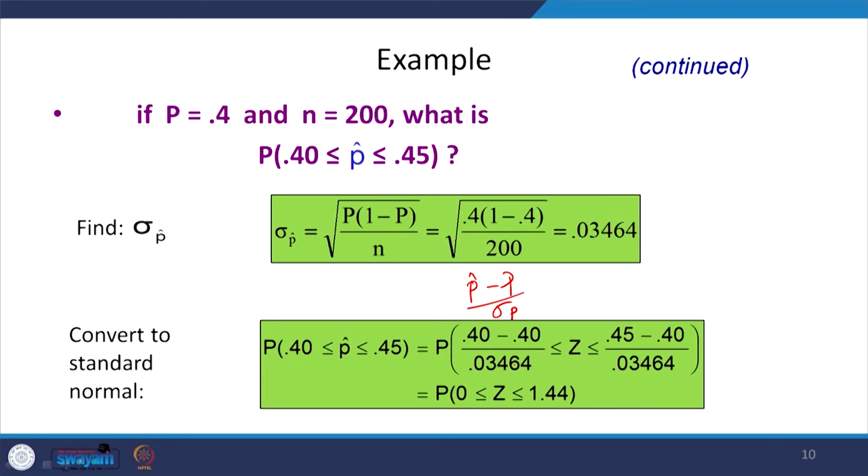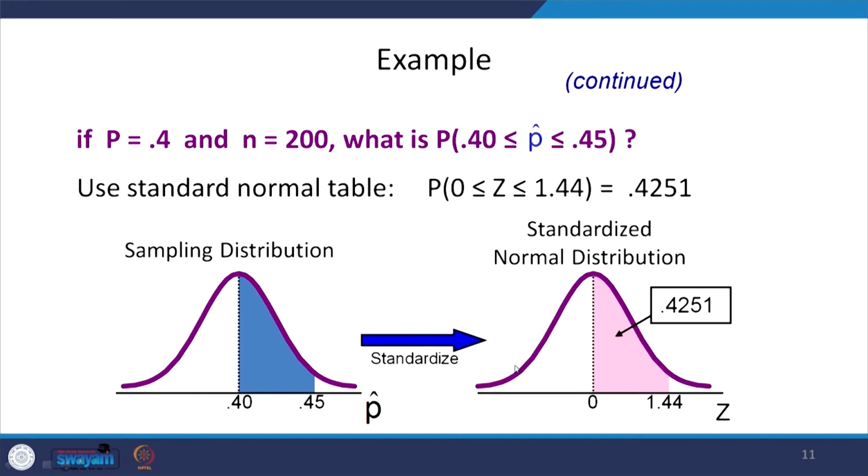So, this portion will get 0. On the right hand side, the upper limit of p cap is 0.45 minus 0.4 divided by 0.034, we got P of 0 less than or equal to z less than or equal to 1.44. When you look at the table, P of 0 less than or equal to z less than or equal to 1.44, we can get 0.4251.